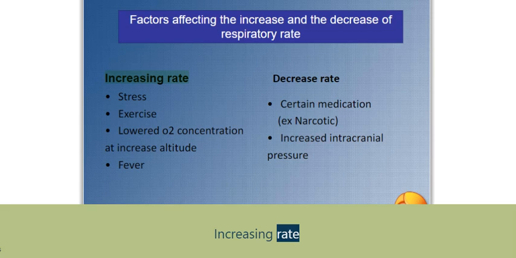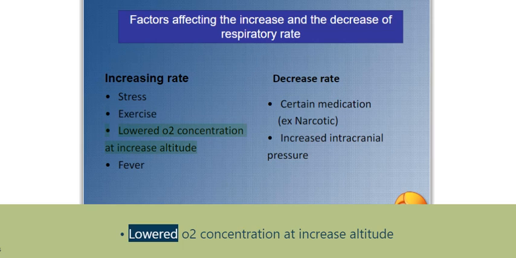Increasing rate: stress, exercise, lowered O2 concentration at increased altitude, fever.